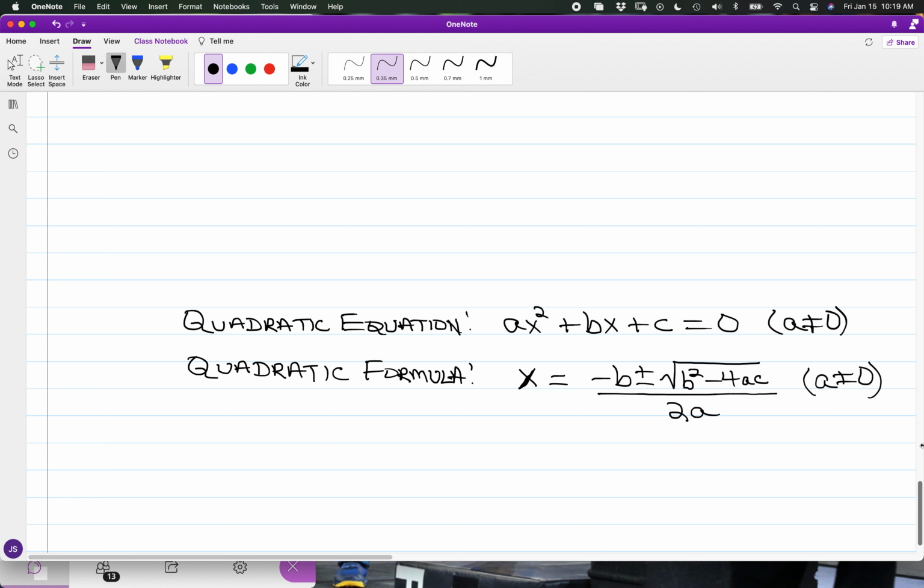And now for the case of solving by the quadratic formula, we'll just say that we have among our cases, okay, so we're looking at solving by quadratic formula use.